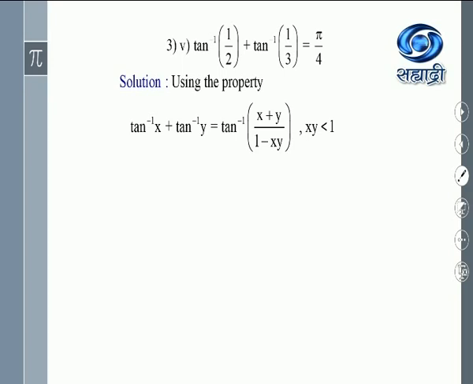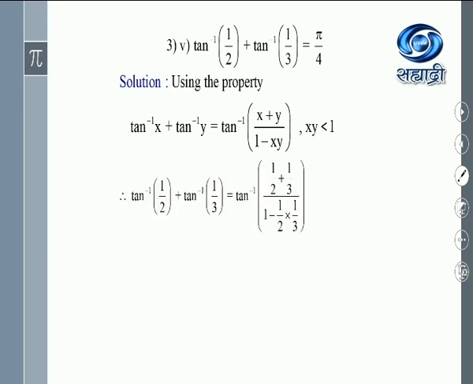So here tan inverse x plus tan inverse y is equal to tan inverse of x plus y upon 1 minus xy. See, xy is less than 1. This is x and this is y. 1 upon 2 into 1 upon 3, which is 1 upon 6, and that is less than 1. What will happen otherwise if you are not writing the condition? If xy is greater than 1, then the formula changes. Therefore, we will have to check. Okay. Now, in the formula we substitute.